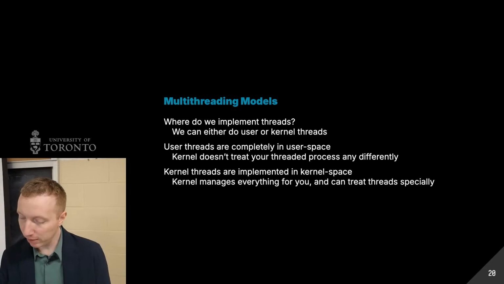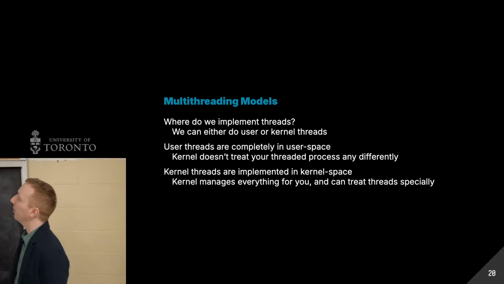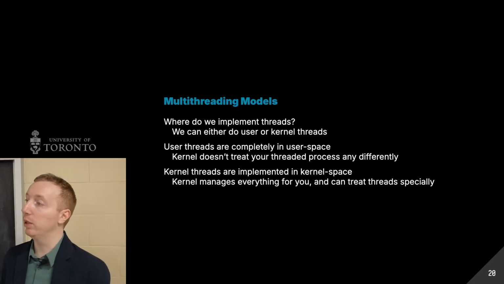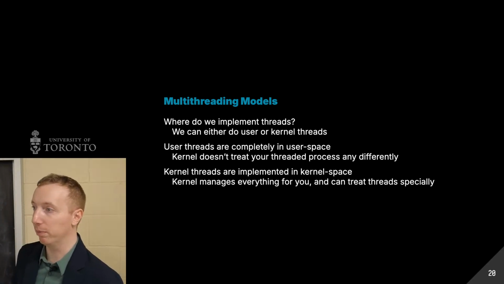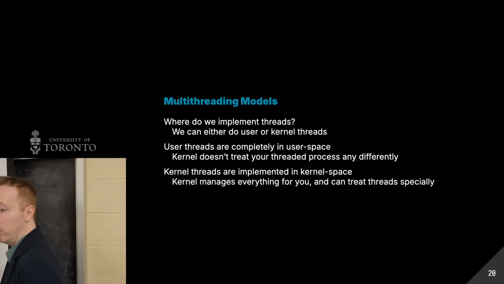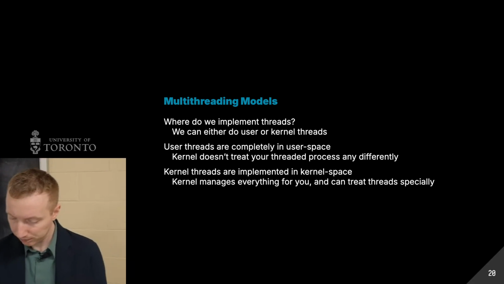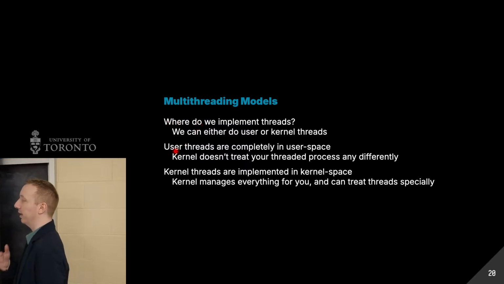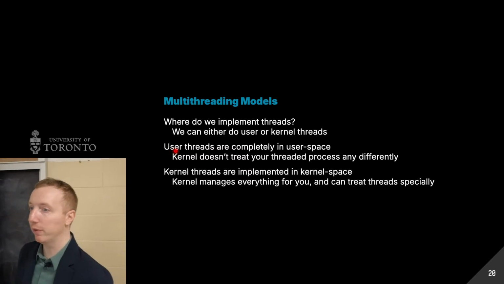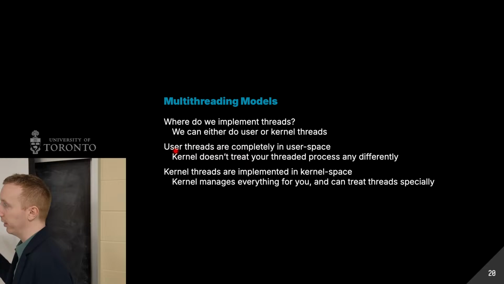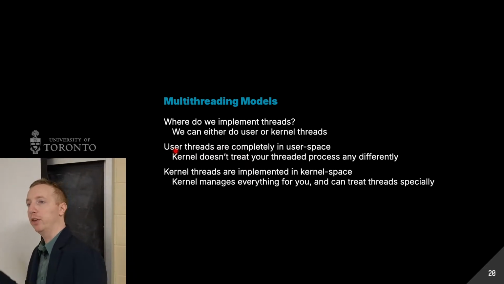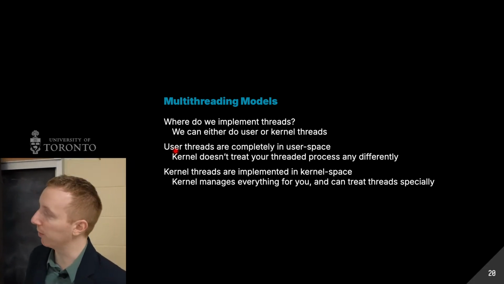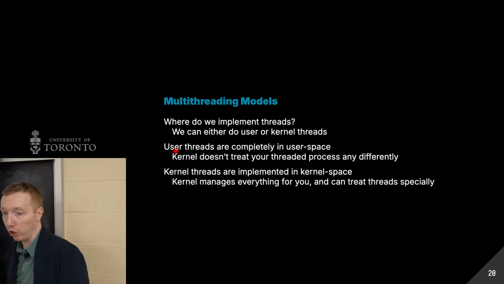So, before we do that, we have to talk about multi-threading models and how we would implement threads. There's 2 main ways to implement them. We can do either something called user threads or kernel threads, which implies where you would implement them, either in user mode or kernel mode. User threads are completely in user space, so the kernel doesn't treat your threads in your process any differently. From the point of view of the kernel, your process is running in a single actual thread, and then you are just bouncing that thread between different internal user threads. So in that case, you're just doing concurrency.